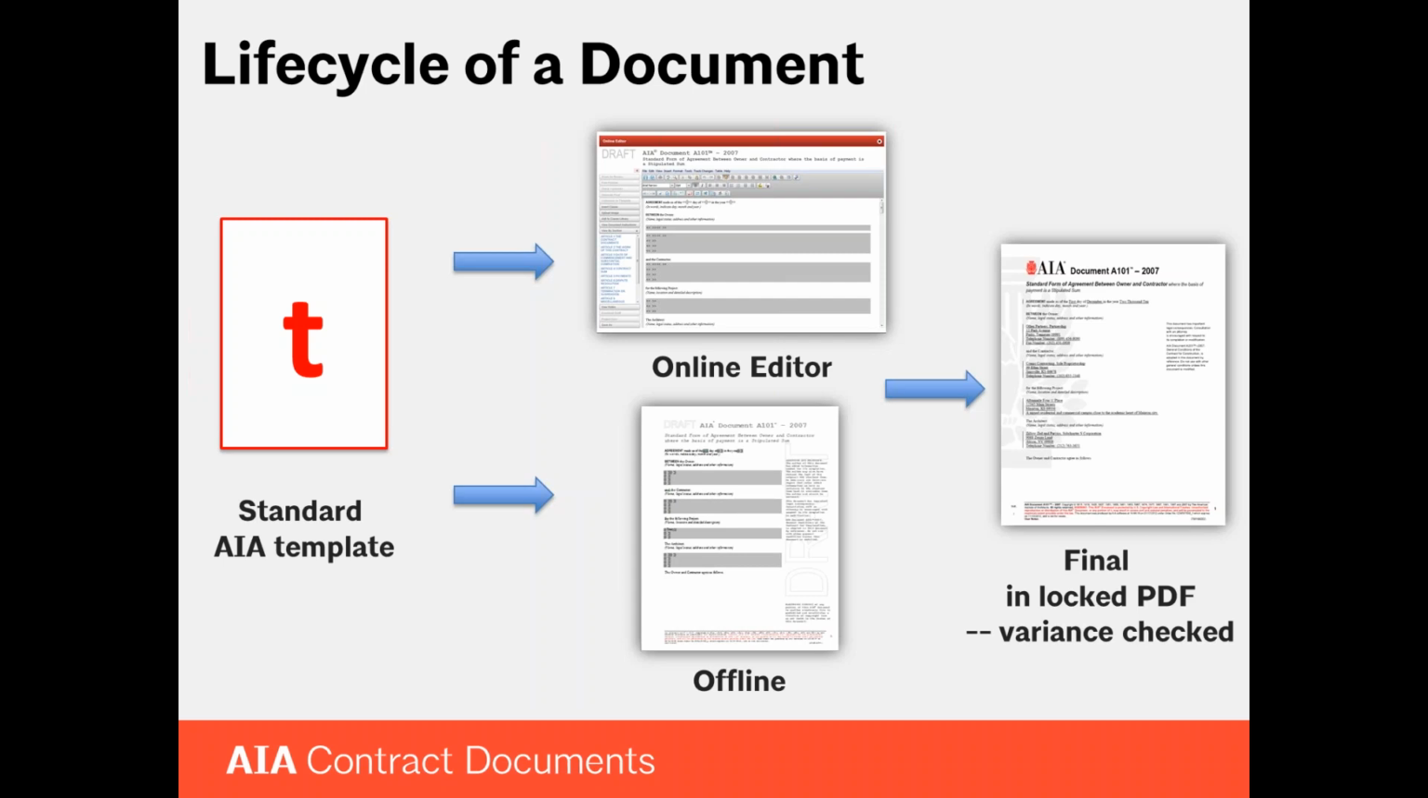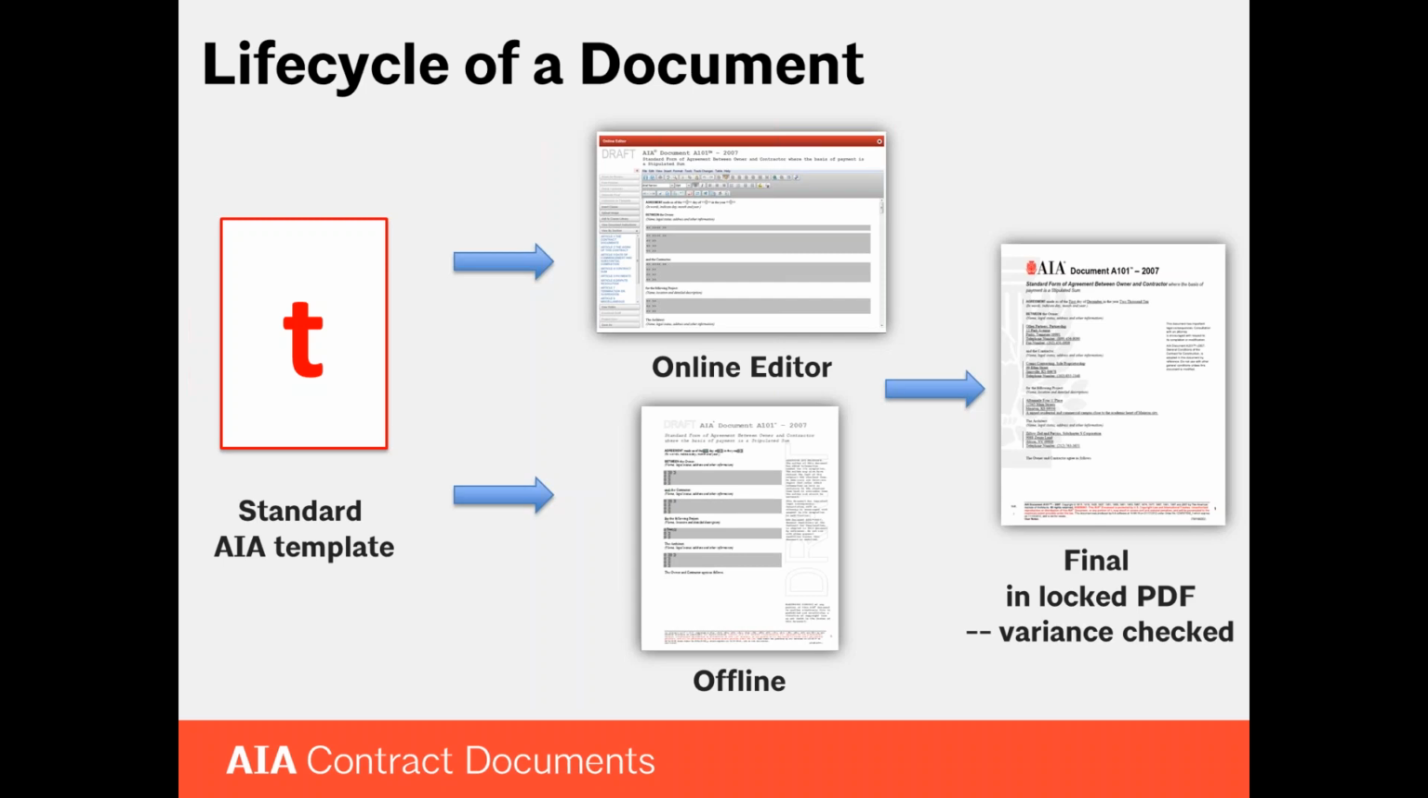We're going to talk about both today. We'll start with talking about editing offline in Microsoft, and then we'll have a few tips at the end for using the online editor. Regardless of which method you use, the final is the same. It's a locked Adobe PDF final, and it's variance checked. The variance checker runs automatically when you generate a final.